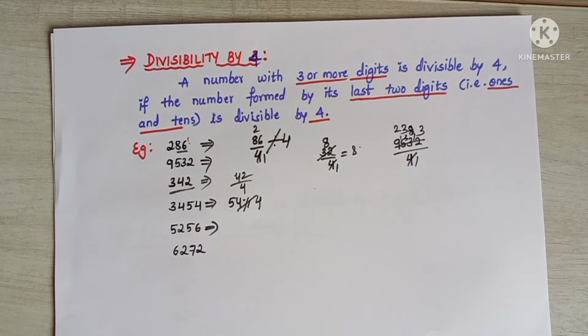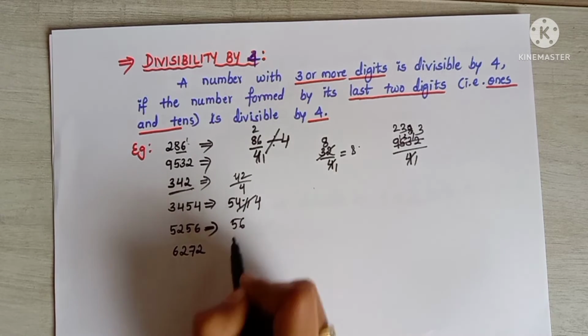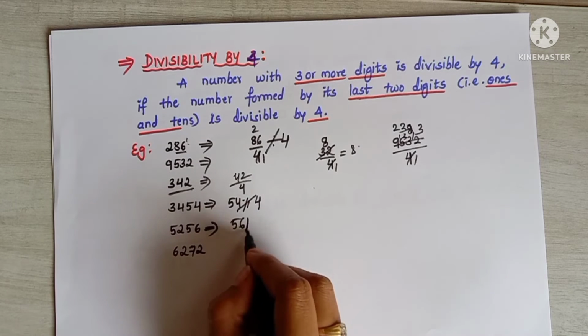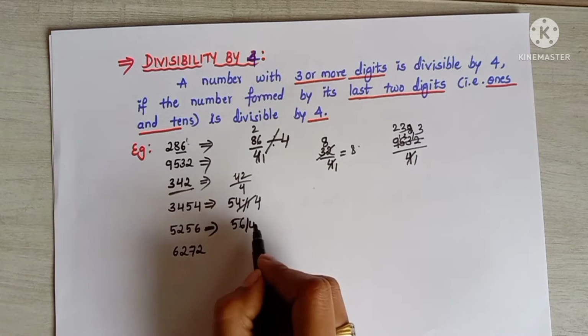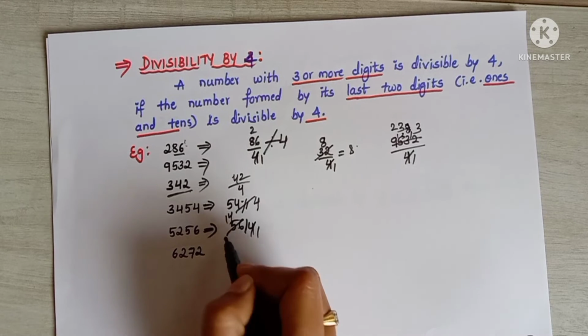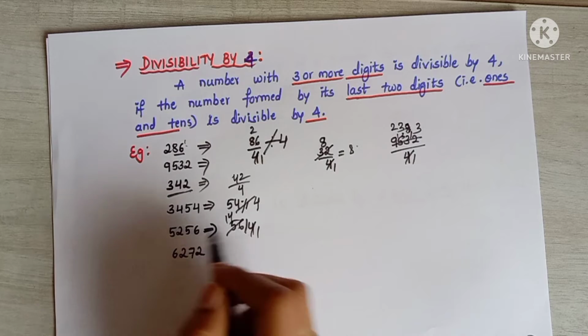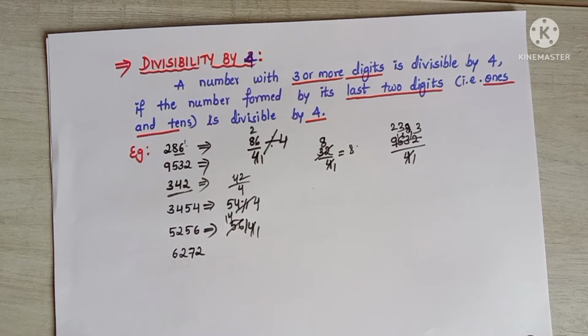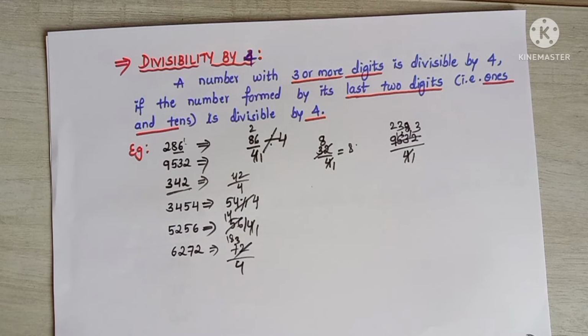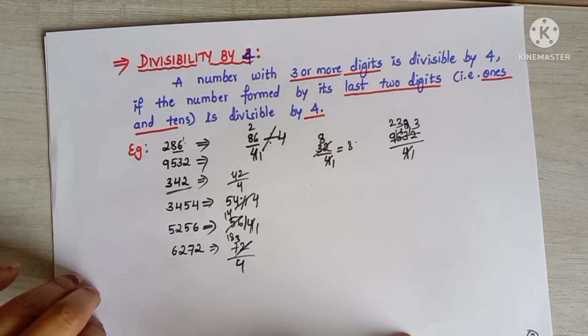Let us take another example. What we have to take? We have to take the last 2 digits, that is 56 here. Whether it is divisible by 4? Yes, it is divisible by 4. 4 ones are 4, 4 fours are 16, so 60. Therefore, 5256 is divisible by 4. Directly we can say that 5256 is divisible by 4. So, if any given number, 3 digit or more than 3 digit number, is divisible by 4, then its ones and tens place will be divisible by 4. Okay.